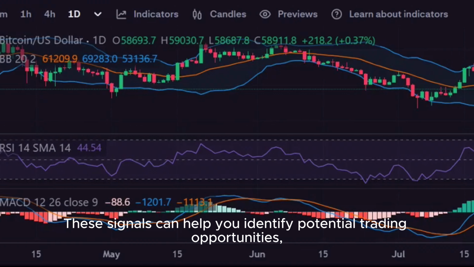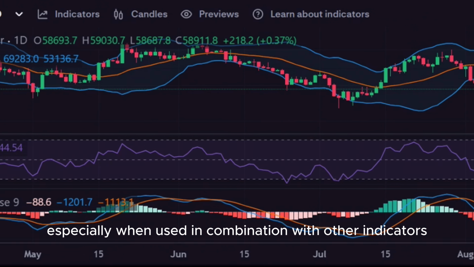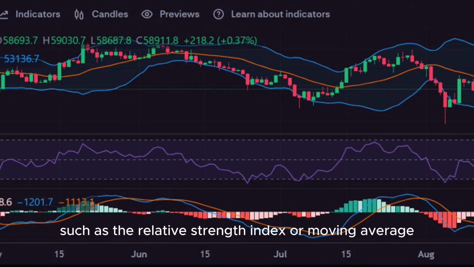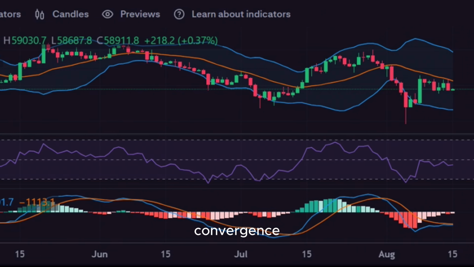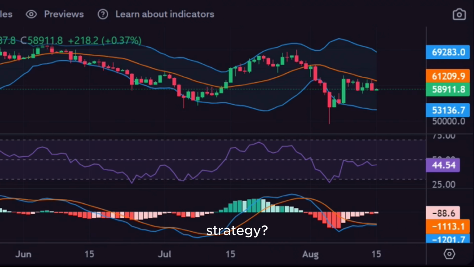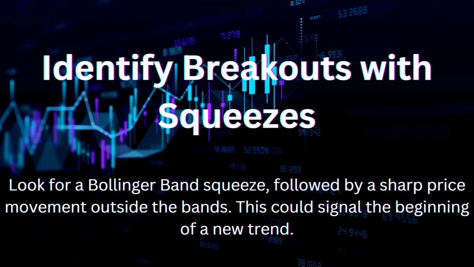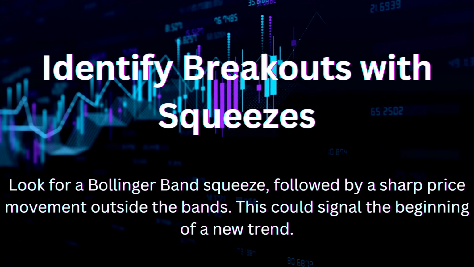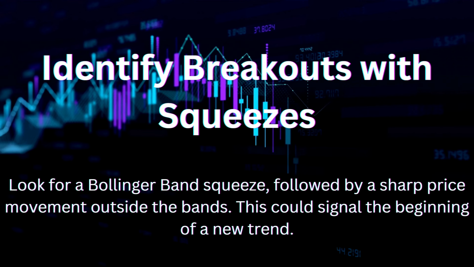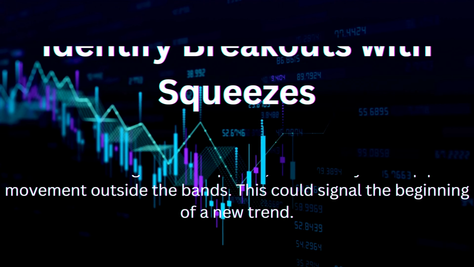These signals can help you identify potential trading opportunities, especially when used in combination with other indicators such as the Relative Strength Index or Moving Average Convergence Divergence. So, how can you use Bollinger Bands in your trading strategy? Here are some practical tips. 1. Identify breakouts with squeezes. Look for a Bollinger Band squeeze, followed by a sharp price movement outside the bands. This could signal the beginning of a new trend.